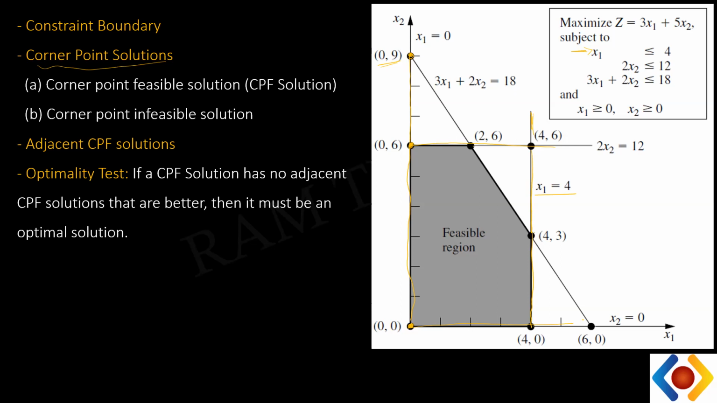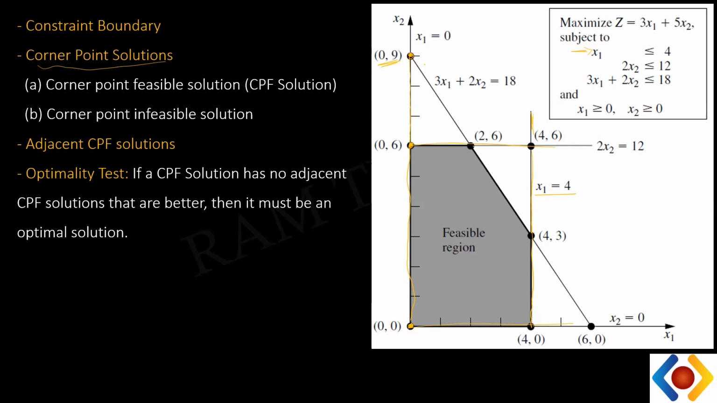Now we put them in two buckets. We say some of the corner points give us feasible solutions and some give us infeasible solutions. I think the name itself makes sense. So if I talk about this point 0, 9, it's a corner point solution, but it's infeasible. Why? Because it is outside our feasible region. Are you all with me? Yes, sir.